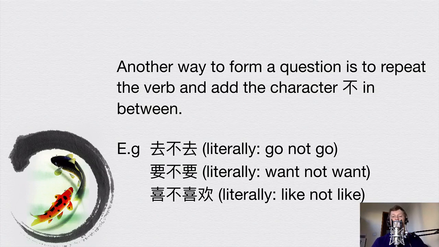So go, not go. And the second example would mean 要不要? Literally want, not want. This would be used in a question when you're asking somebody if they want something or not. And the third example, 喜不喜欢? We already heard 喜欢 before. It means like. And this adjective has got two characters, 2 syllables. When you have a 2-syllable adjective like this, you put the 不 after the first character. So in other words, it wouldn't be 喜欢不喜欢. It would be 喜不喜欢. So like, not like. Hope that makes sense.